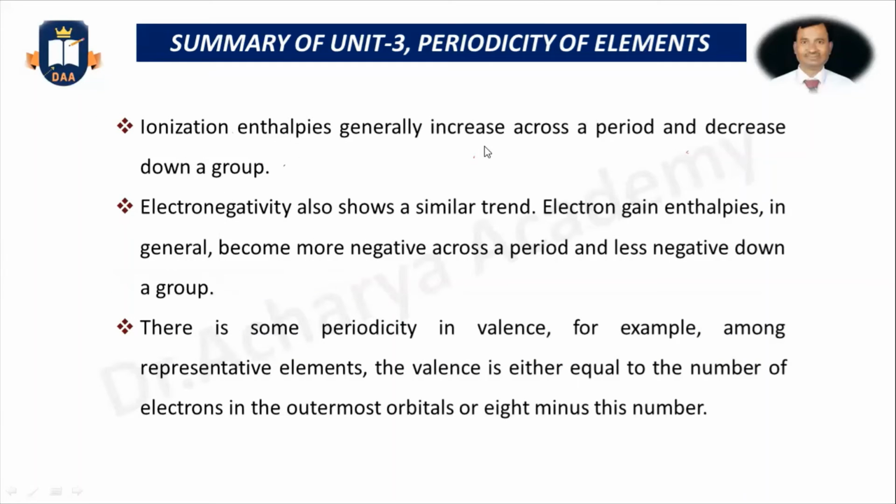Ionization enthalpies generally increase across a period and decrease down a group. Electronegativity also shows a similar trend. Electron gain enthalpies in general become more negative across a period and less negative down a group. There is some periodicity in valence. For example, among representative elements, I already discussed, you can go through that particular class. The valence is either equal to the number of electrons in the outermost orbitals or 8 minus that number.